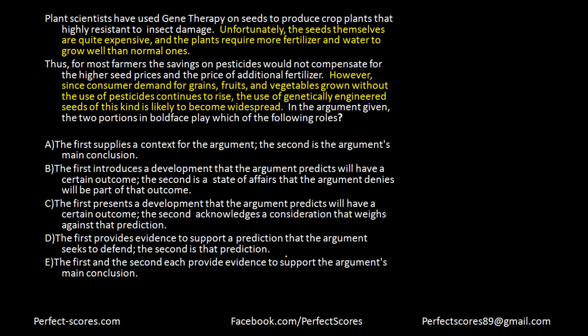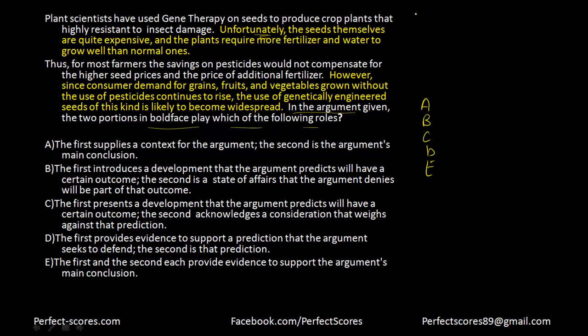Let's try another question. This one is on genetic engineering. So the question says, in the argument given, the two portions in boldface play which of the following roles? So let me put down my options here. Okay, plant scientists have used gene therapy on seeds to produce crop plants that are highly resistant to insect damage.